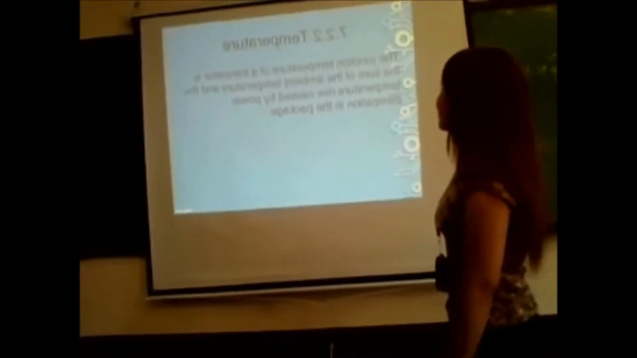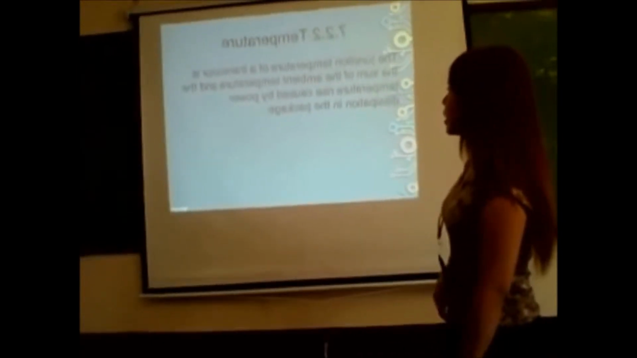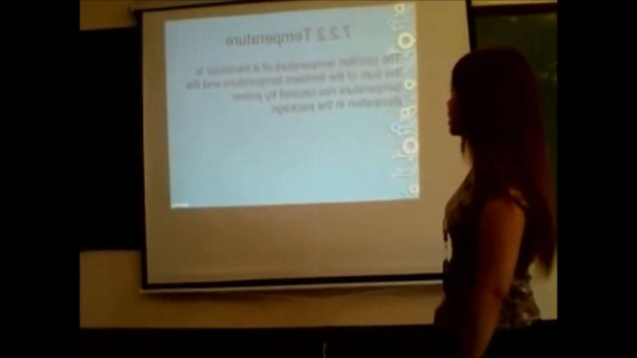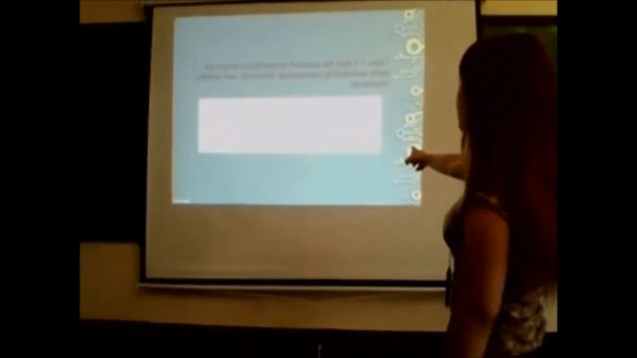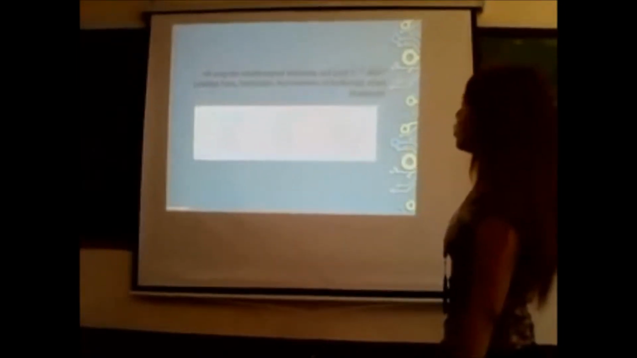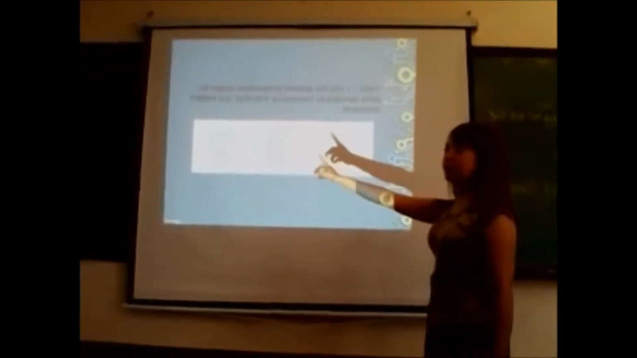Temperature naman. The junction temperature of a transistor is the sum of the ambient temperature and the temperature rise caused by power dissipation in the package. Okay, so table 7.1 shows the ambient temperature ranges for parts specified to commercial, industrial, and military standards. So ito yun. Minimum and the maximum.